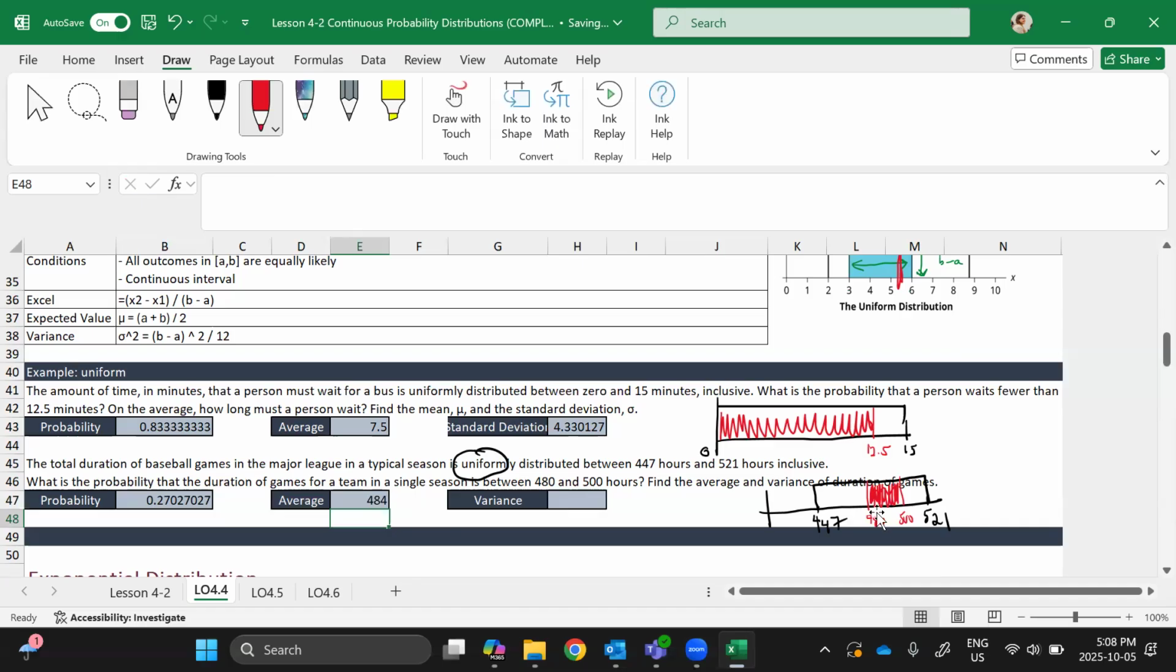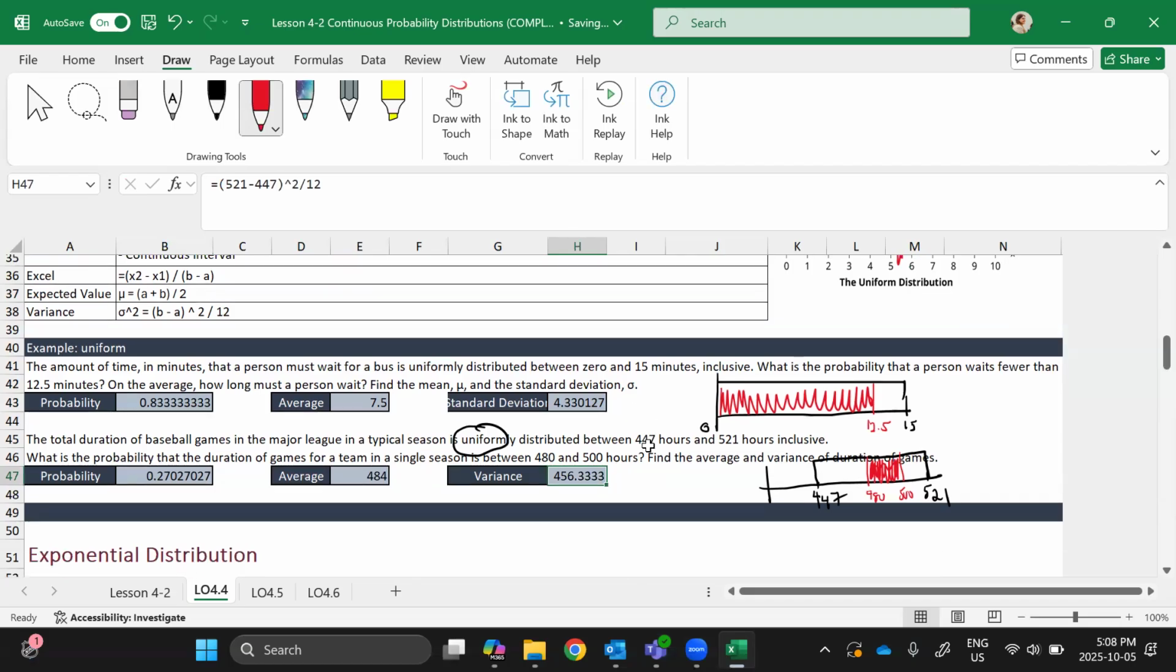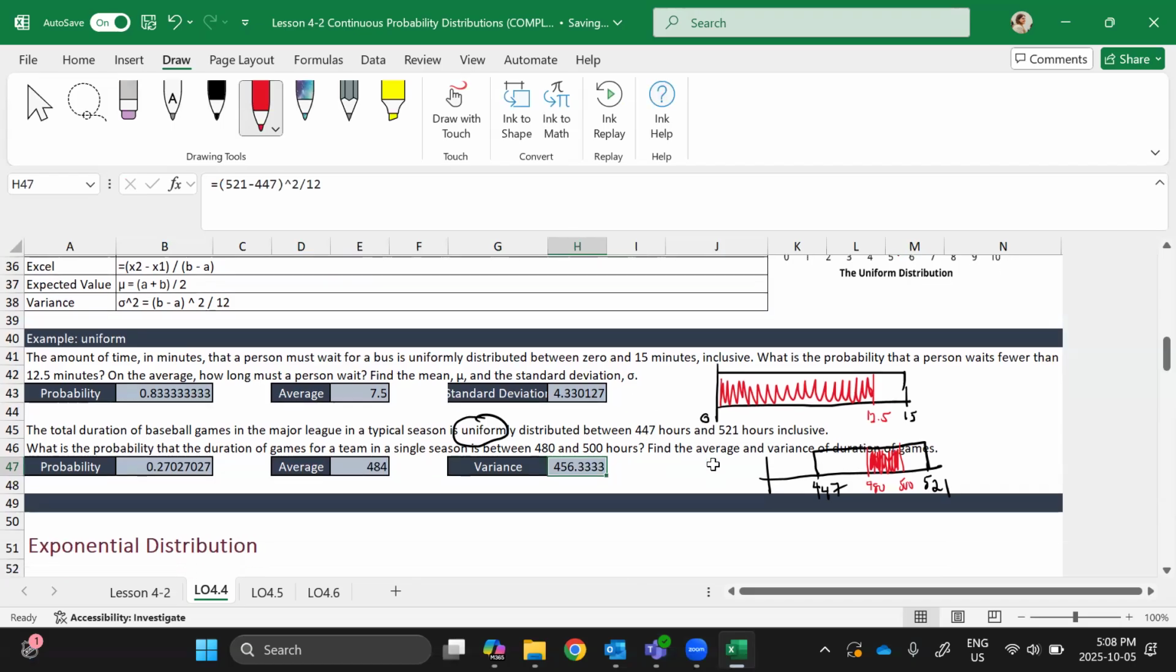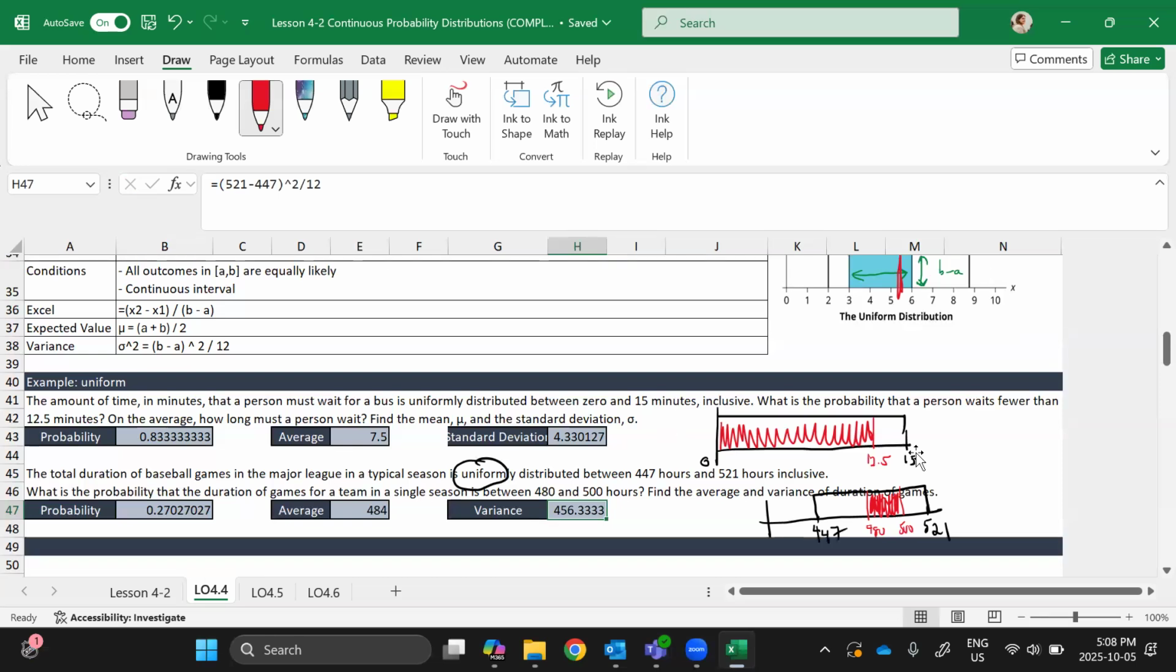That will get you exactly in the middle, which is about 484 minutes. And this question asks for the variance, not the standard deviation. So if you're just getting the variance, you just do the difference between max and min to the power of 2 divided by 12. And you don't need to do a square root if it asks you for the variance and not the standard deviation. So the variance would be about 456 minutes squared. And that's the uniform distribution.